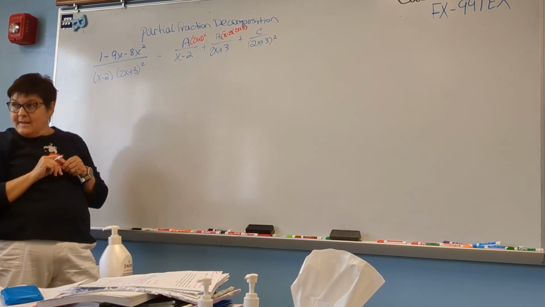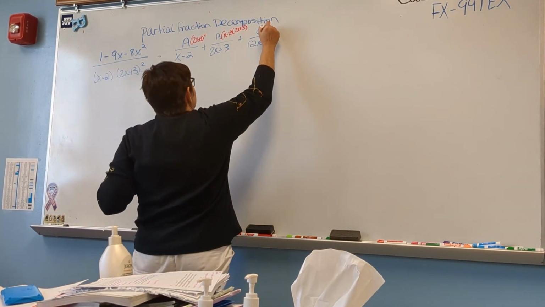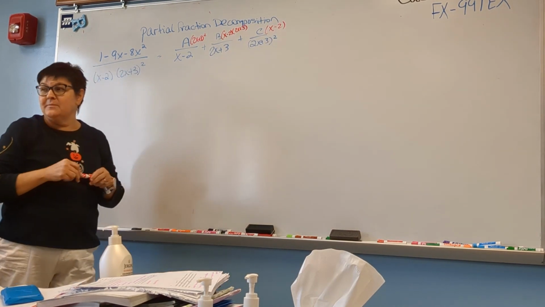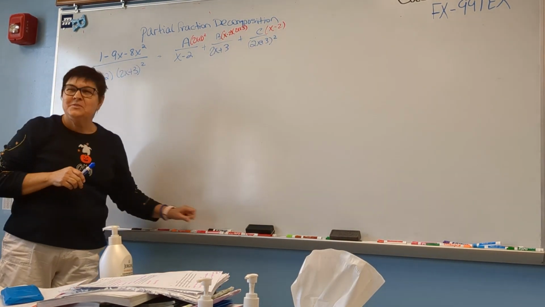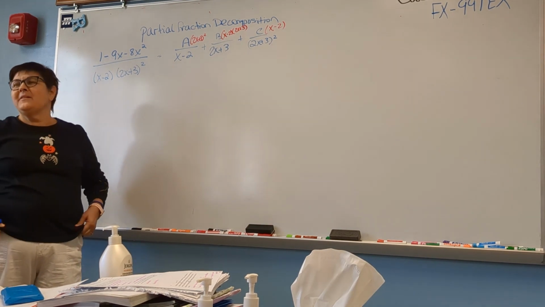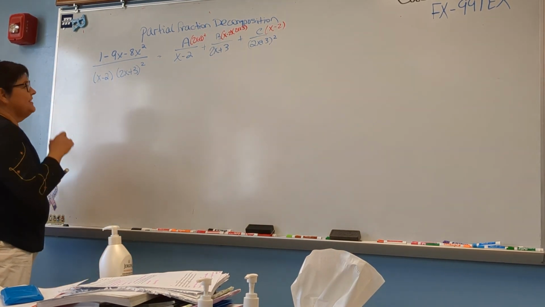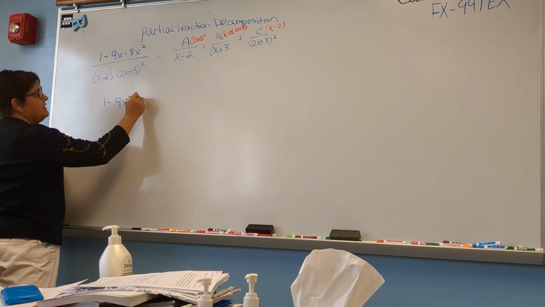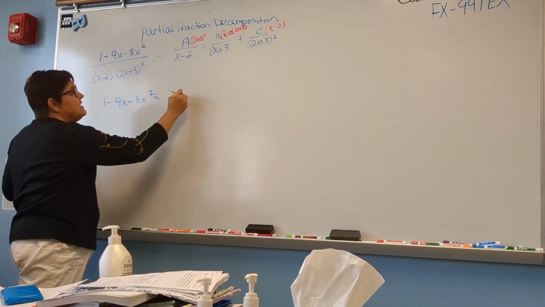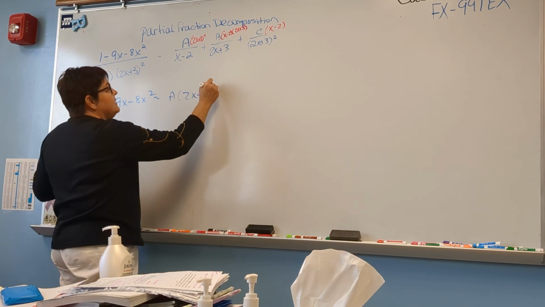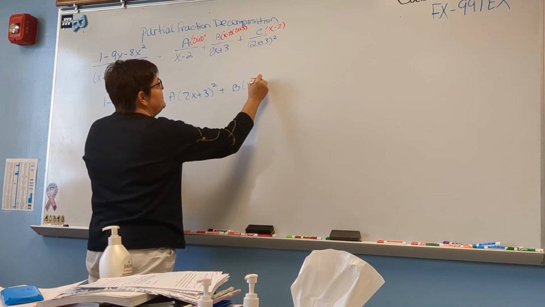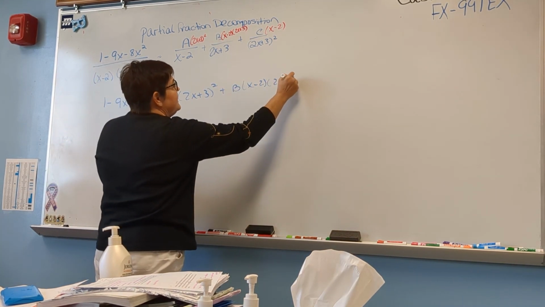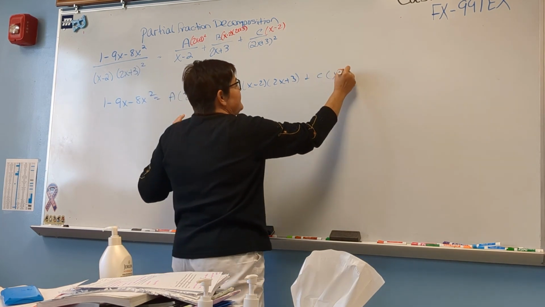Just the x minus... you got it going on. I understood where you were coming from. Just the 2x minus 2, I mean the x minus 3, but never mind, all the above. Okay, so you have 1 minus 9x minus 8x squared is A times (2x plus 3) squared, B times (x minus 2)(2x plus 3), plus C times (x minus 2).